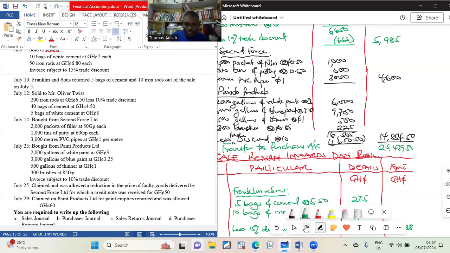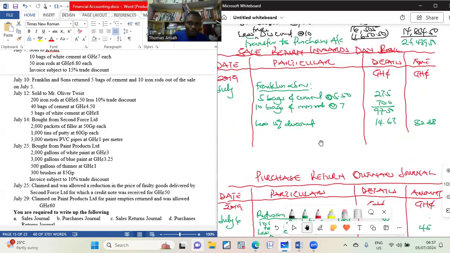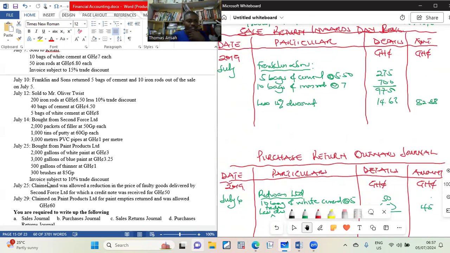Then the last two, we are told that claimed and was allowed a reduction in price of 40 goods delivered by Second Chance Limited, for which a credit note was received for 50. So, this is where I told you that you need to understand a credit note. So, who gave the credit note? Second Chance gave the credit note, and he received it. So, it means that, is it a return inwards or a return outwards? This one is a return outwards. All right. So, that is that.